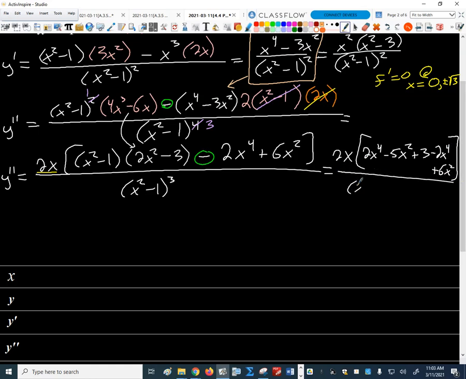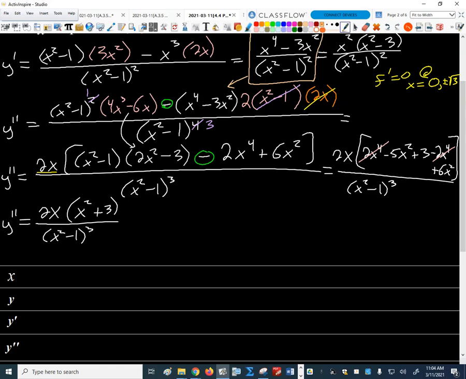all divided by x squared minus 1 cubed. And look what happens here. The 2x to the fourths cancel, and I could combine some like terms. Negative 5x squared plus 6x squared is just x squared plus 3. So I got my 2x times, and in here I'm just left with an x squared plus 3, all divided by the quantity x squared minus 1 cubed.